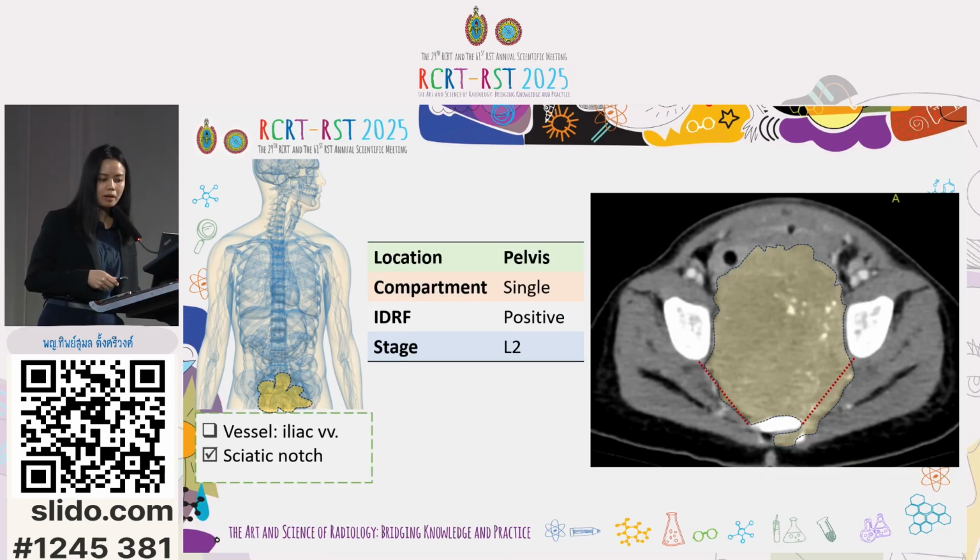Let's look at another example. This patient has a large pelvic tumor that extends beyond the line that runs from the ischial spine to the ipsilateral sacral margin. The tumor is extending through the greater sciatic foramen into the gluteal region. This finding is categorized as single body compartment, IDRF positive, and stage L2.